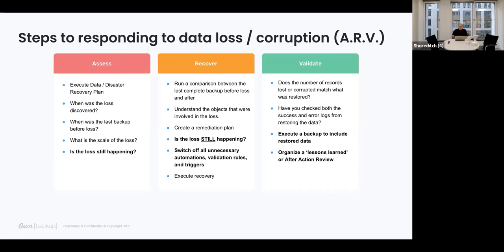And most importantly, as I said before, organize that AAR as soon as possible. Get that lessons learned in place. Really look at your data recovery plan. And if it needs changing, change it.